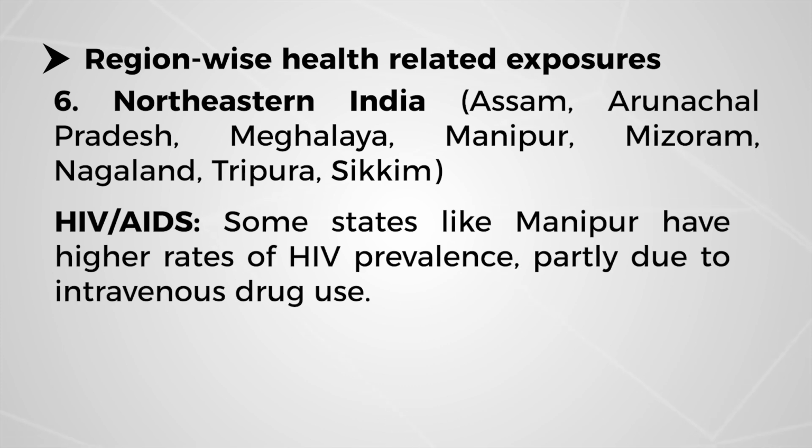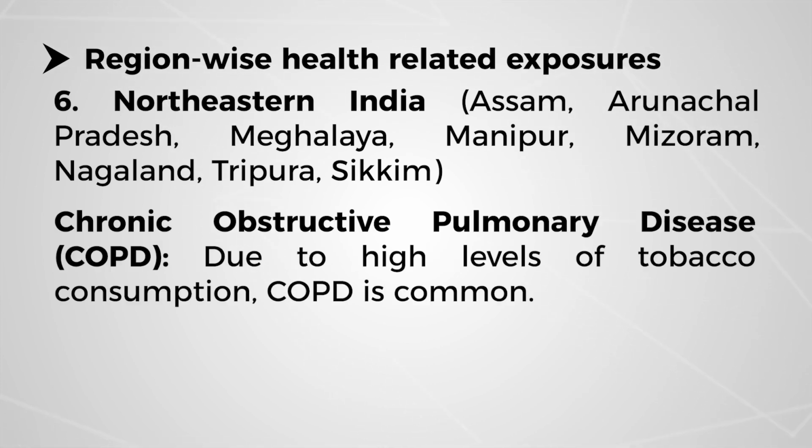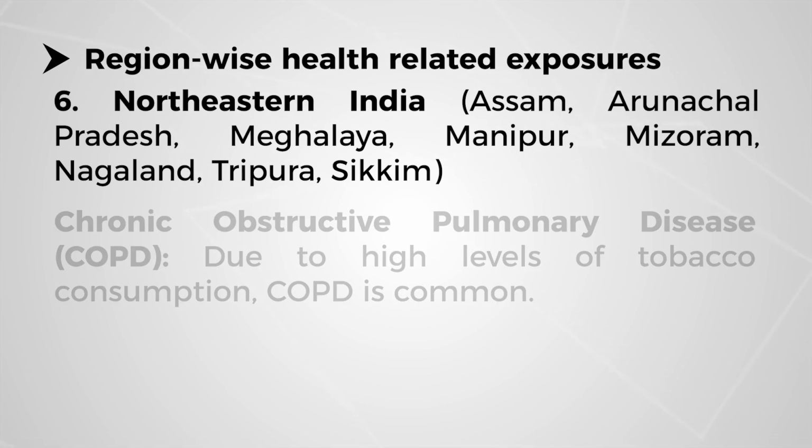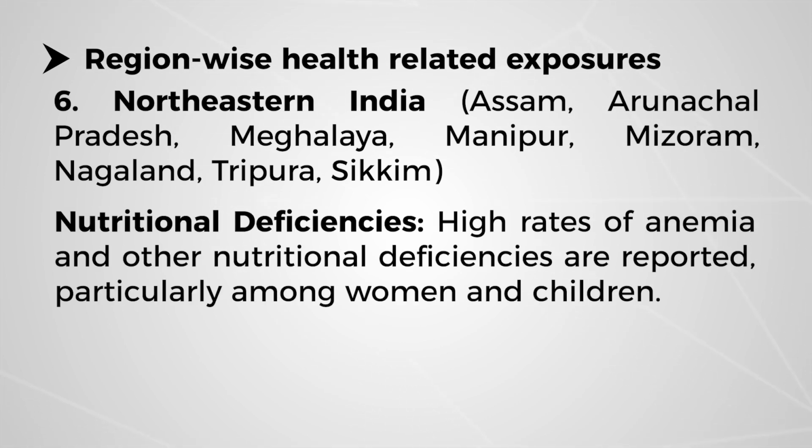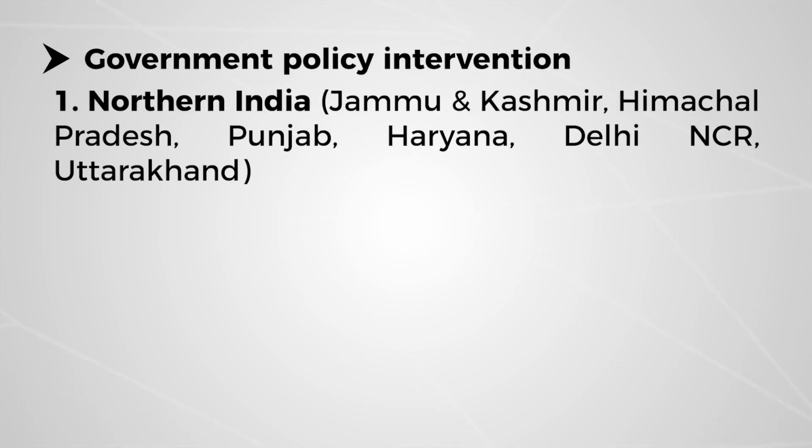HIV AIDS also. Some states like Manipur have a higher rate of HIV prevalence, particularly due to intravenous drug use. Also chronic obstructive pulmonary disease due to high levels of tobacco consumption. Pulmonary disease is very common in Manipur and other states. Nutritional deficiency, high rates of anemia and other nutritional deficiencies are reported, particularly among women and children. Okay. Then we have northern India, regions like Jammu Kashmir, Himachal, Punjab, Haryana, Delhi and Uttarakhand.